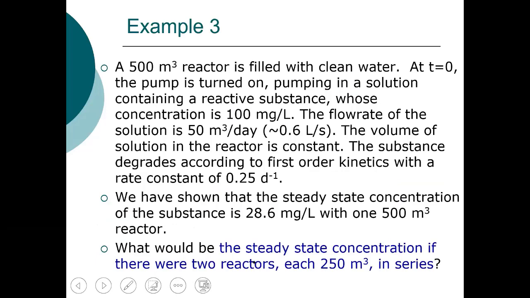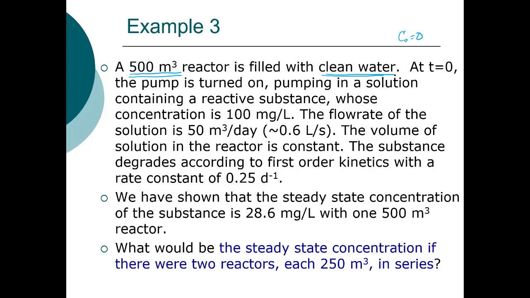So I want to move on to a situation where we have multiple reactors in series. So looking back, picking up with the problem that we were doing on Monday, I'm basically using the exact same conditions. So we have a 500 cubic meter reactor. We're starting with clean water, so C naught is equal to 0.